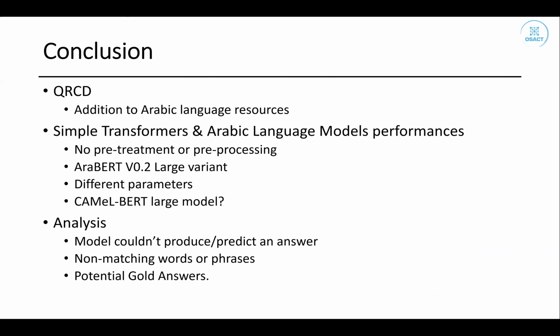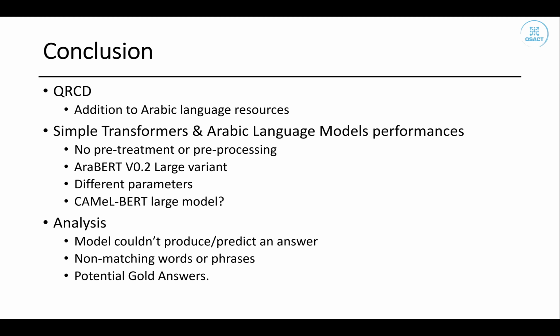So for conclusion, we would like to thank the organizers for publishing the QRCD. It's a great addition to classical Arabic language as it is a low resource language. We used the simple transformers library and obviously 3 Arabic language models. We found the AraBERT version 0.2 was better. We believe that maybe it was better because it's a larger variant. We would like CAMeLBERT to publish a larger model for classical Arabic.